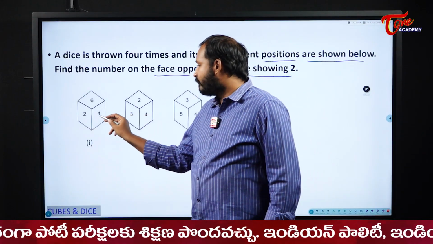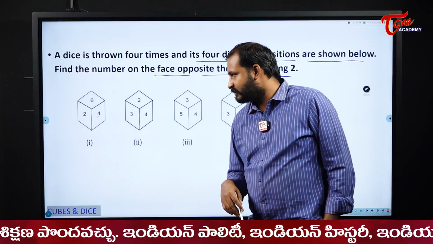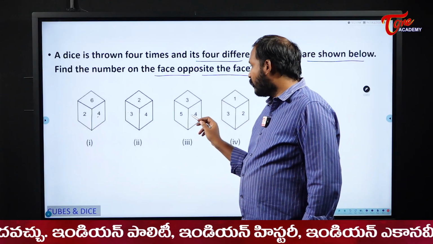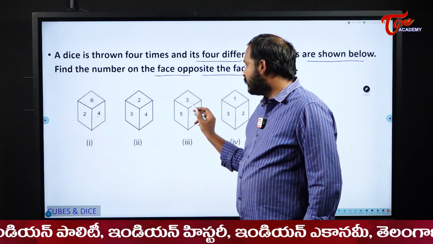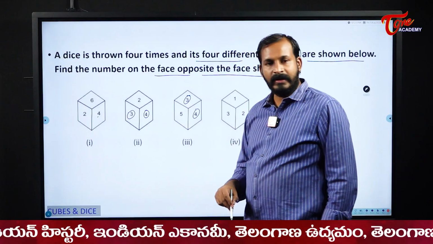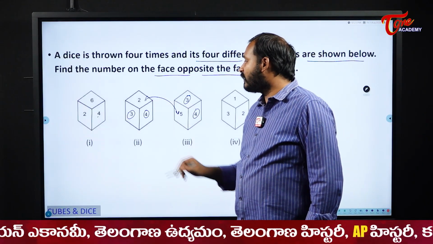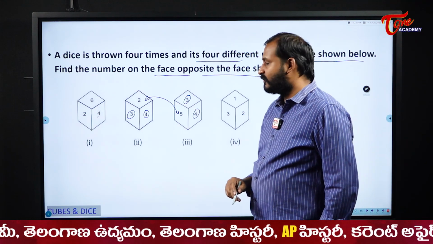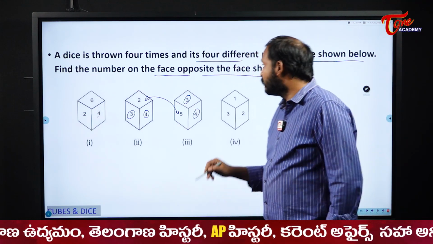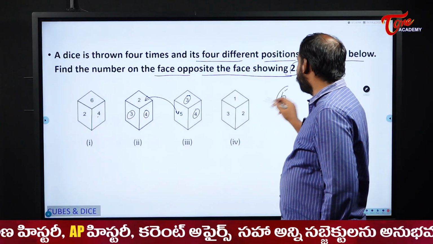Now first, please see here, in these 2 I have 2, so I cannot find exactly what is opposite to 2. Now please observe these two, students. Here 3 and 4 are common, right? Then I can say that 2 and 5 are opposite to each other. So the face showing 2 is opposite to the face which has 5.